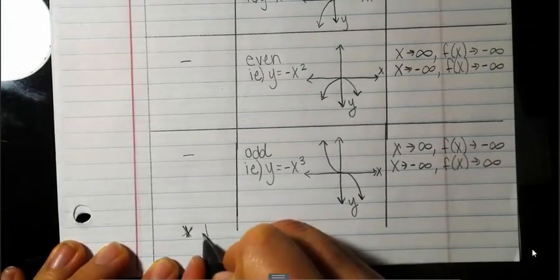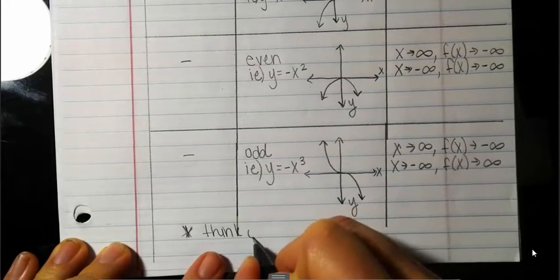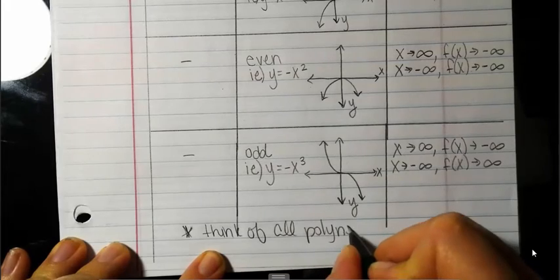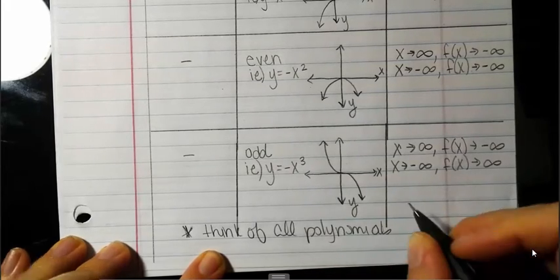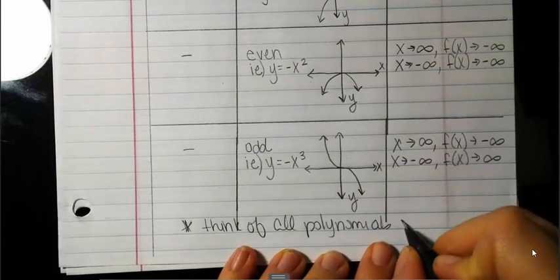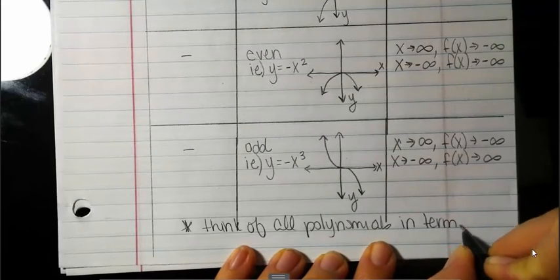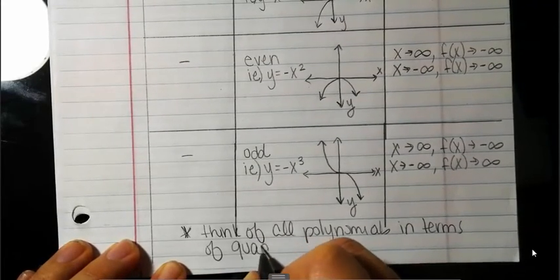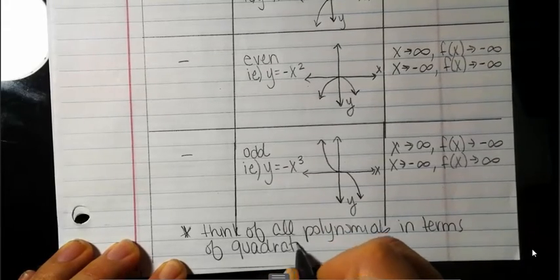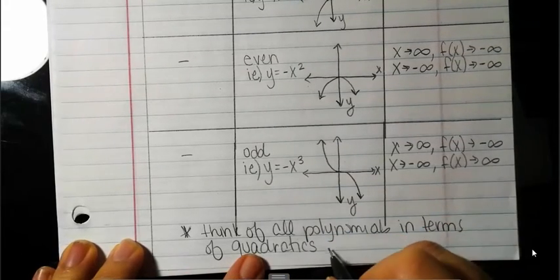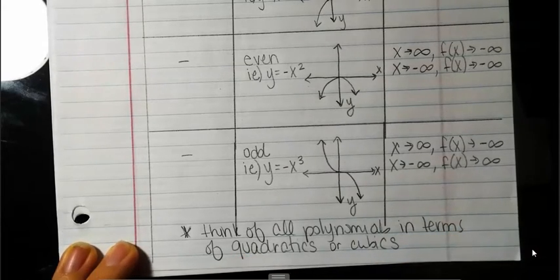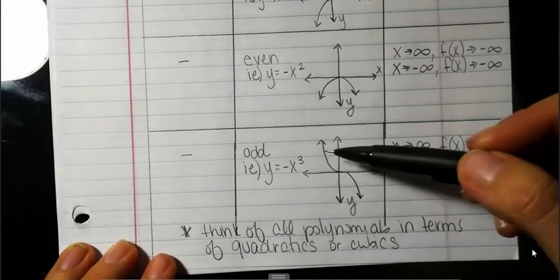Okay, so what I want you to do when you're doing these is I always want you to think of everything, polynomials, in terms of quadratics, which is the x squared, or cubics, which is that x cubed. Okay, so you have a good guide.